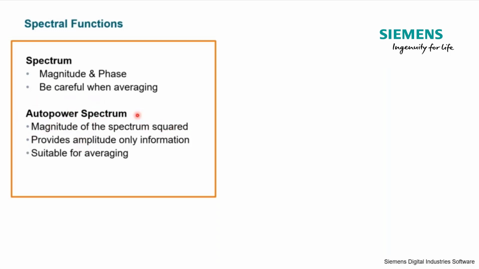An auto power spectrum, we're just talking about the magnitude of the spectrum. This is probably more widely used than spectrum, I think, a lot of times too. People are just interested in the amplitude and maybe your frequency content, and you don't necessarily have the issues related to averaging. A little safer to use if you're unsure.